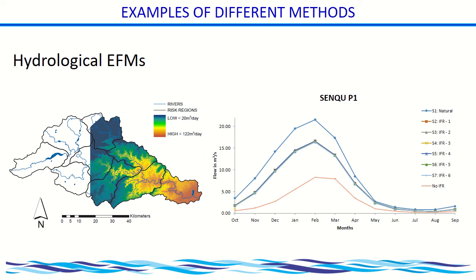And what you can see there is that the variability is still available. So even though you're taking a lot of water out of the system, you still have high flows in January, February, March, and you still have low flows in July, August, September, but the flows never go down to zero.